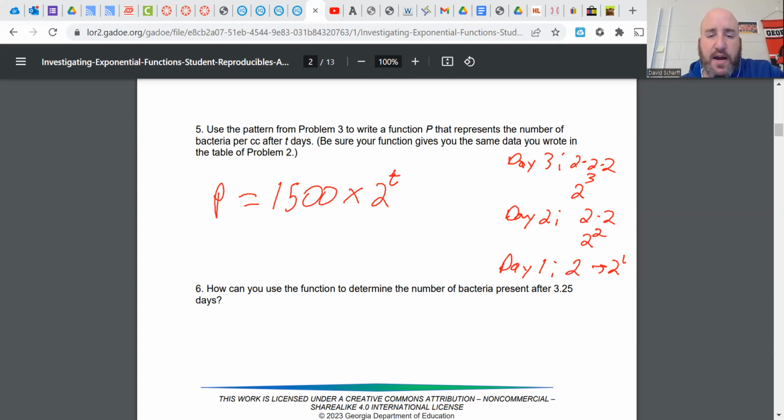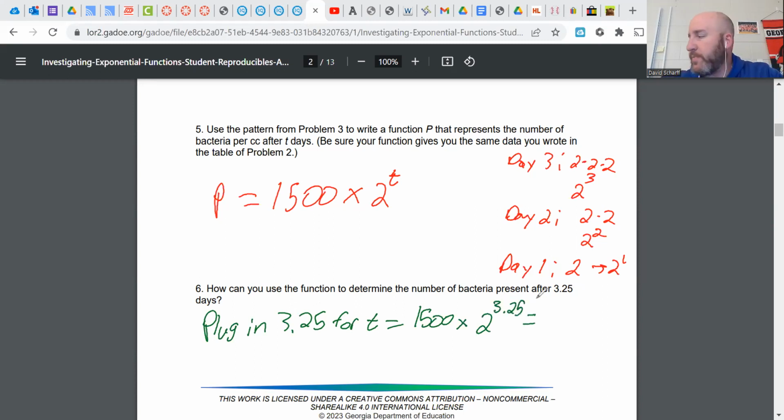All right. So how can we use the function to determine the number of bacteria present? Well, all we're going to do is plug in. I'm going to leave it up here so y'all can see it. Plug in the number of days for T. So it says number of bacteria after T days. It tells us 3.25 days. So I'm just going to plug it in, which is going to give me 1,500 times 2 to the 3.25 power. Now, punching in our calculator.